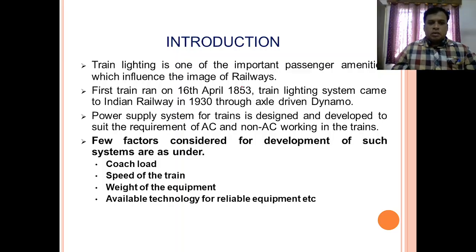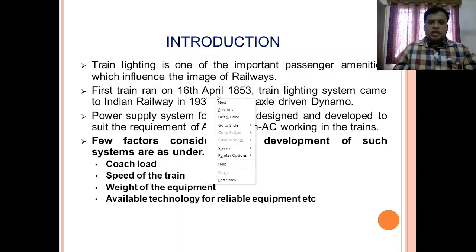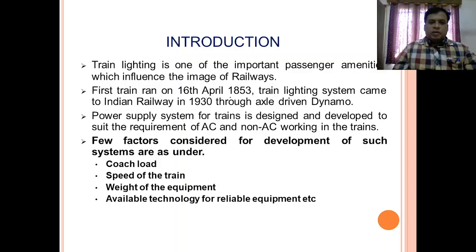One more thing is, the first train in India ran on 16th April 1853. But during this time, Indians did not have the Indian Railways. It was in 1930 that the axle driven dynamo was introduced in the Indian Railways.